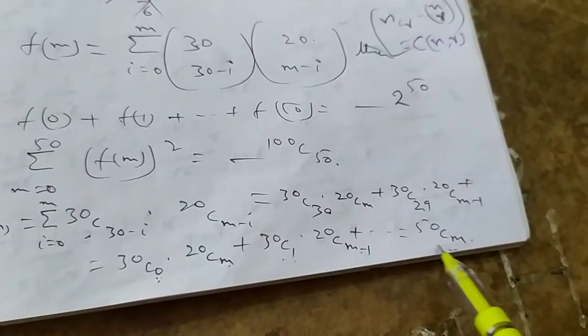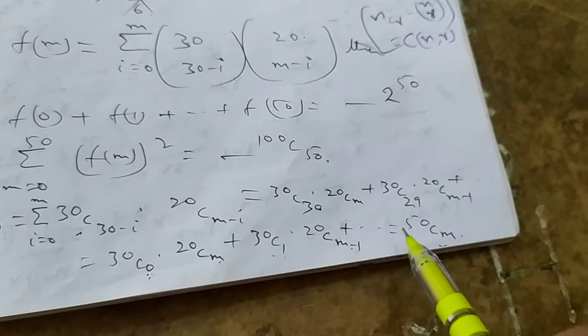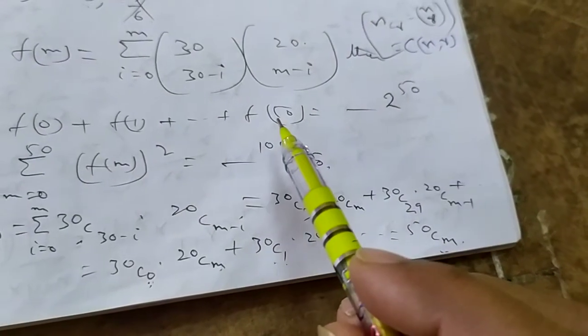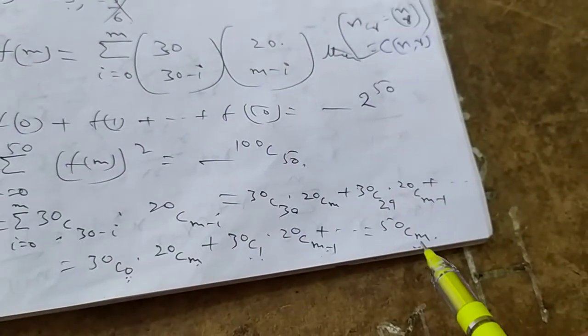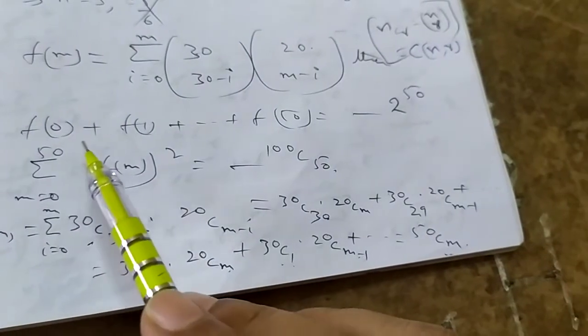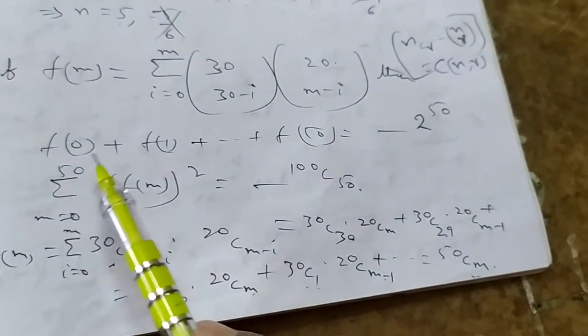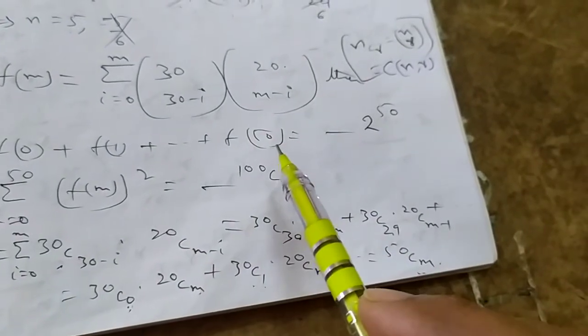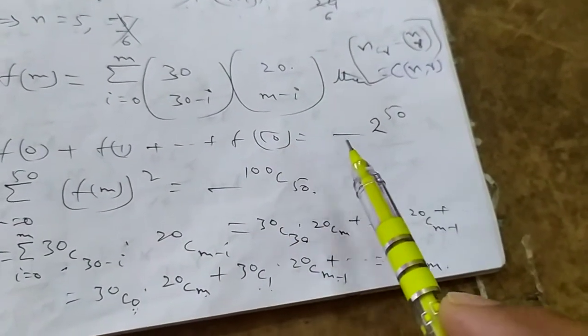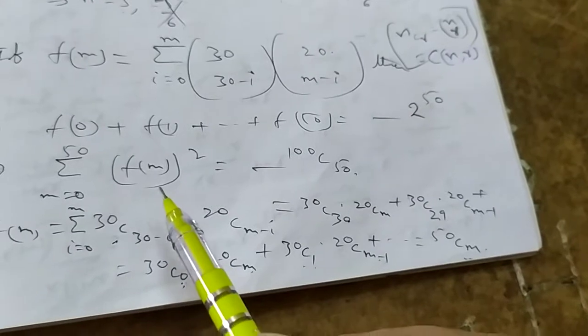f of 1 is 50 C1, f of 2 is 50 C2 and so on. f of 50 is 50 C50. So 50 C0 plus 50 C1 and so on up to 50 C50. C0 plus C1 plus C2 plus and so on up to Cn has the value 2 power n. So 2 power 50 is the answer.